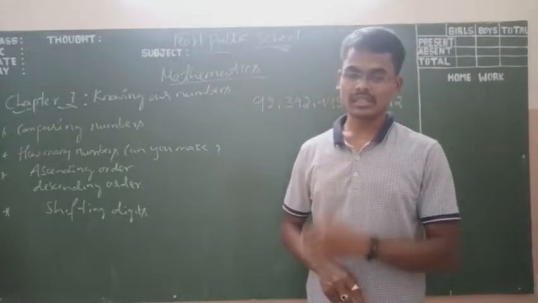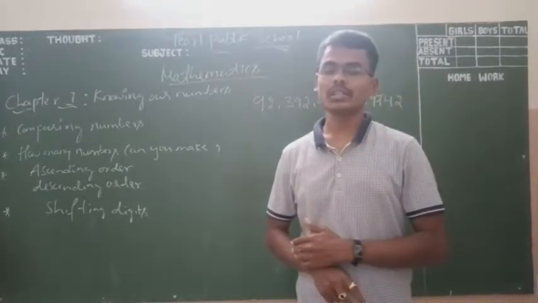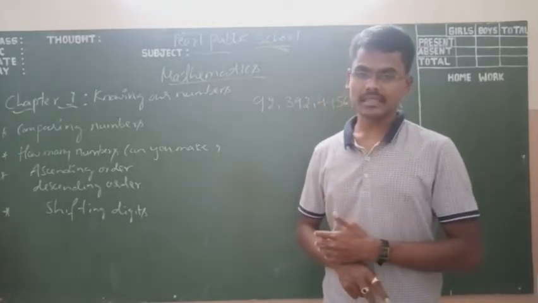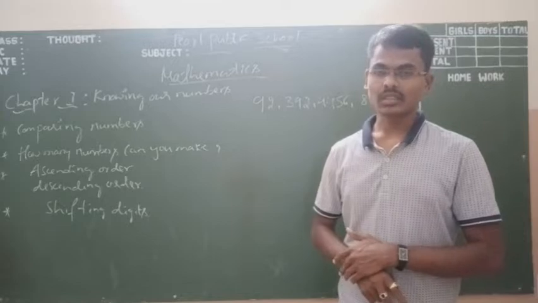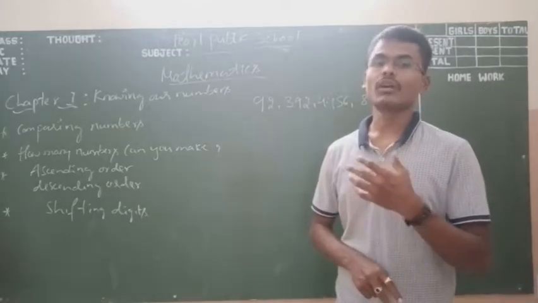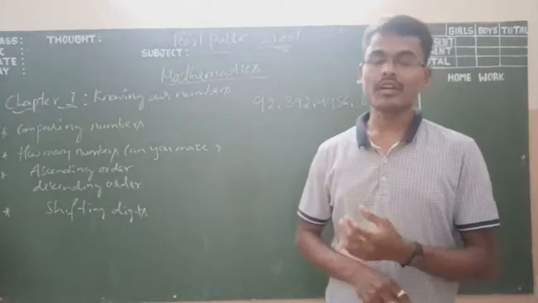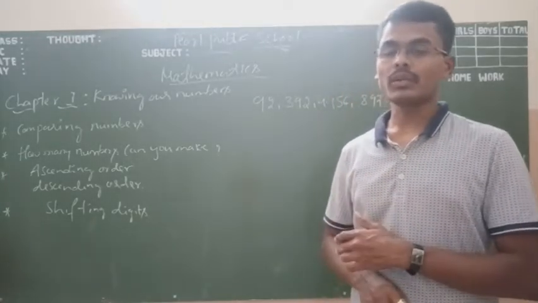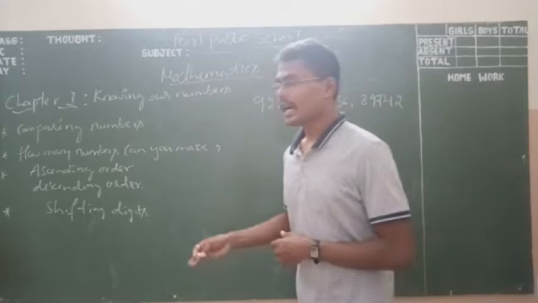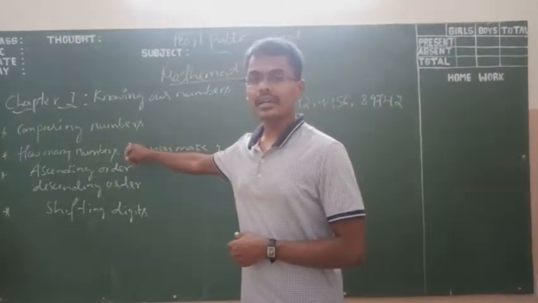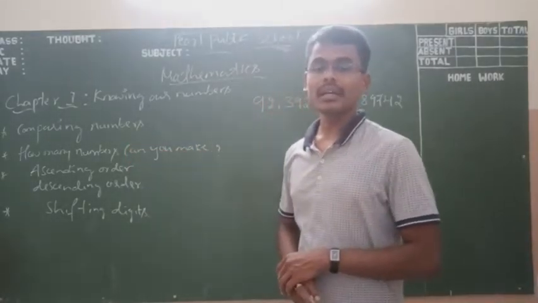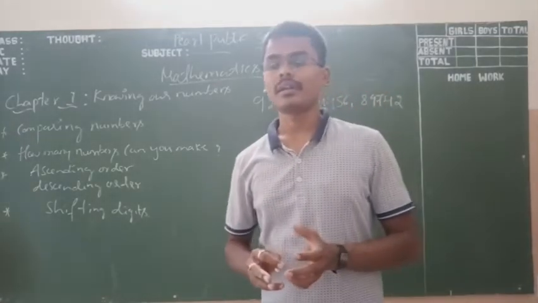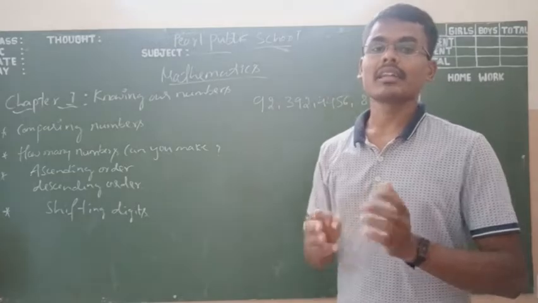Here, before going to the number system, before going to those numbers, we are going to discuss the basics, the basic numbers. What type of numbers are we going to see in this chapter? The very first one, I have written here, is comparing numbers. Now, how are you going to compare? How do we compare the given numbers?